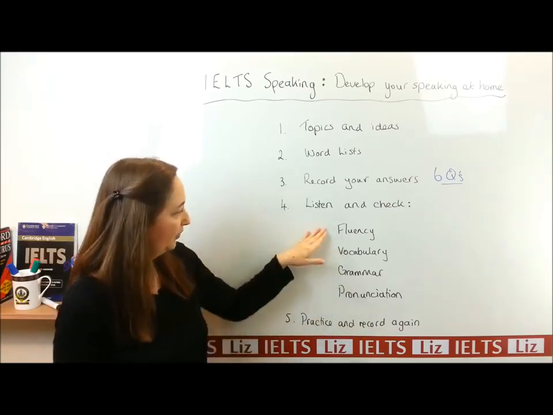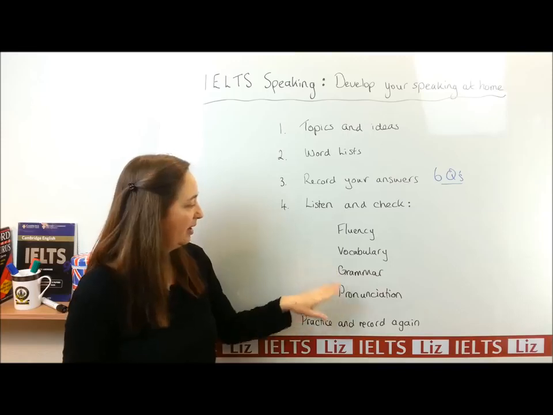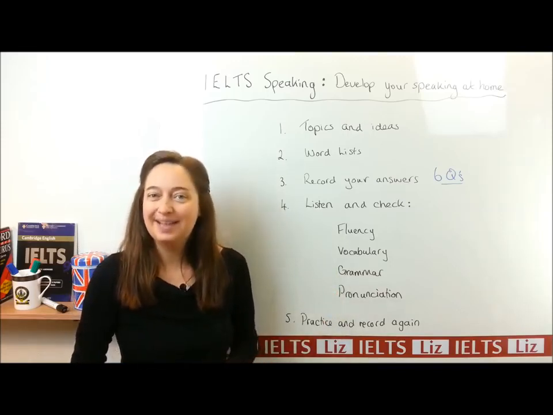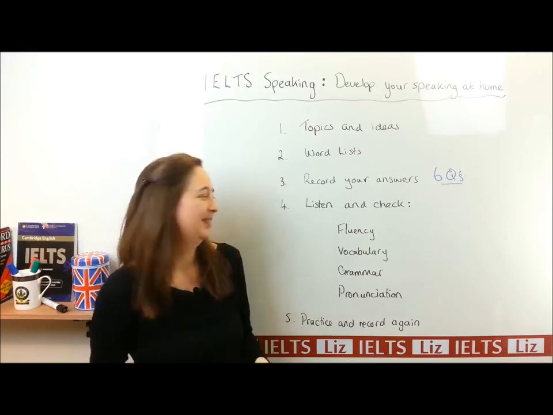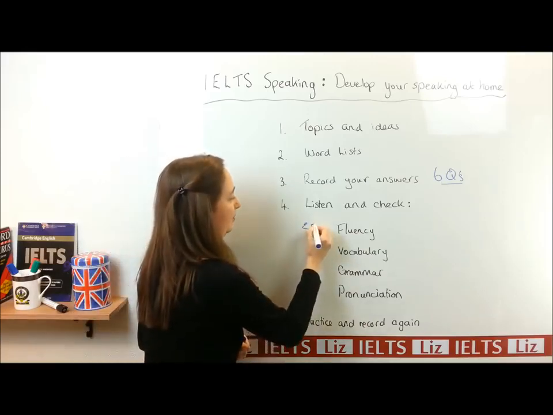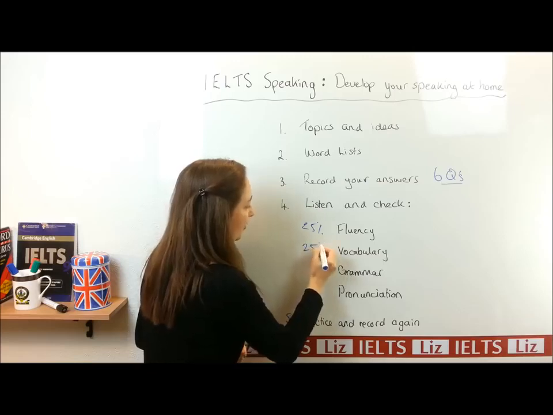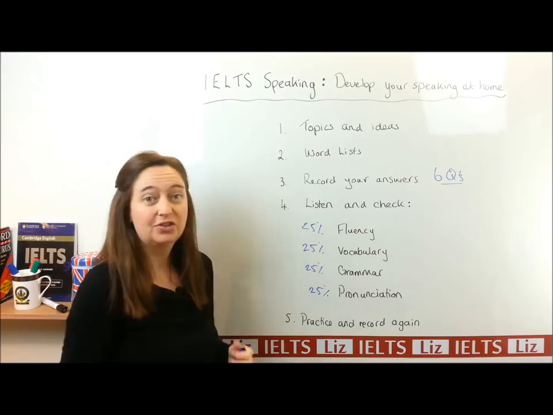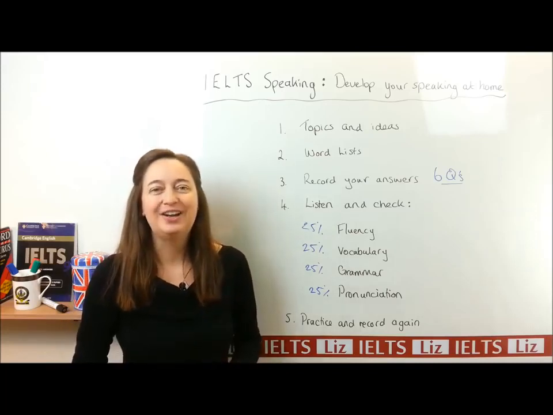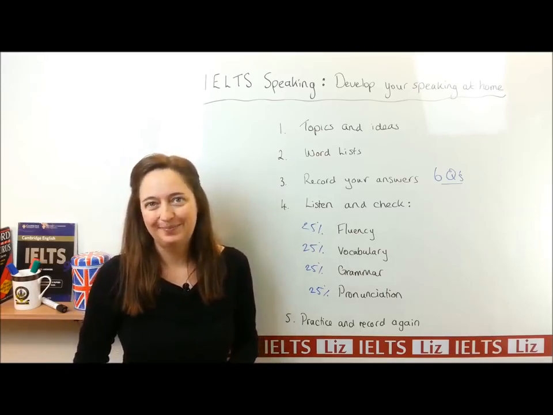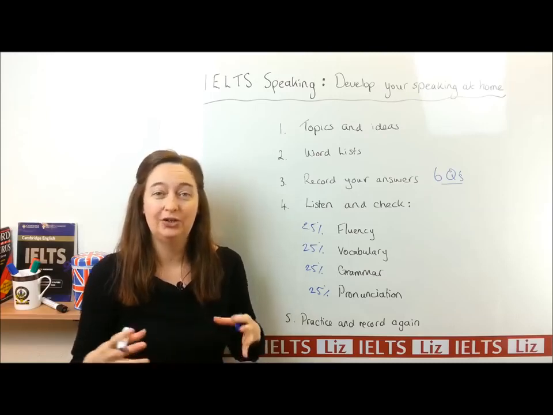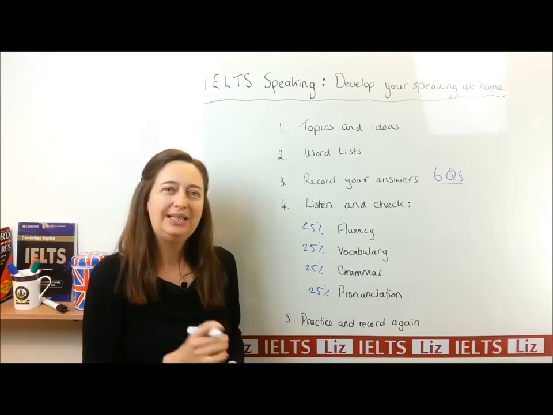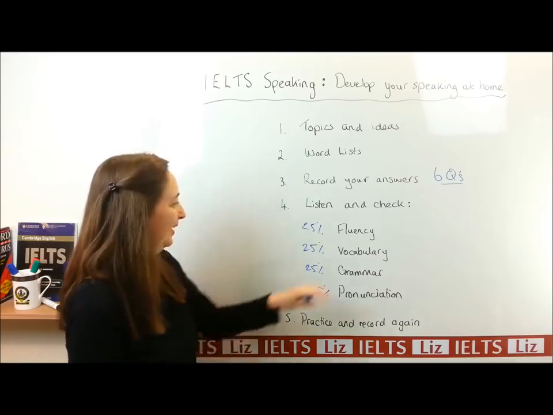Now, there are 4 things that I want you to check for. I want you to check for fluency, vocabulary, grammar, and pronunciation. This is what the examiner will check you on. Now, each one in the exam is 25% of your marks. So they're all equal, they are all very important. And the examiner is going to check your answer for each one. Now let's have a look at what you need to check for each one.